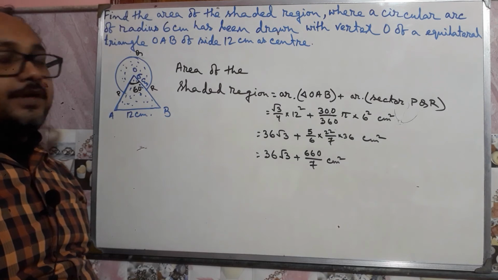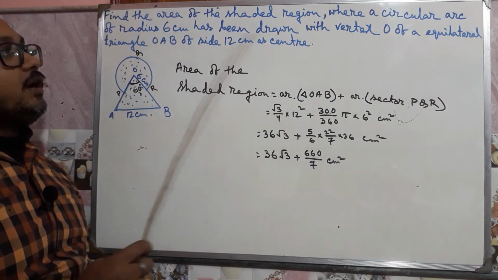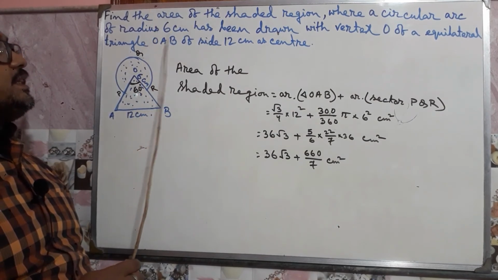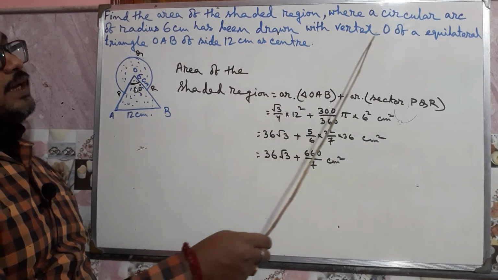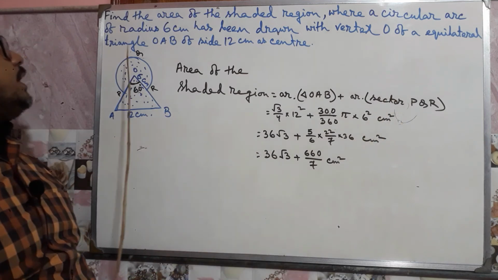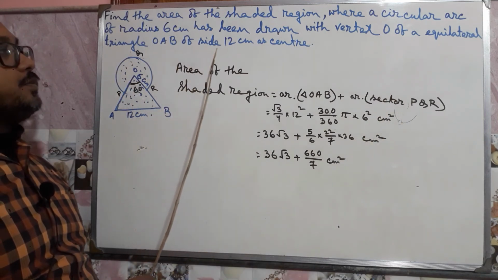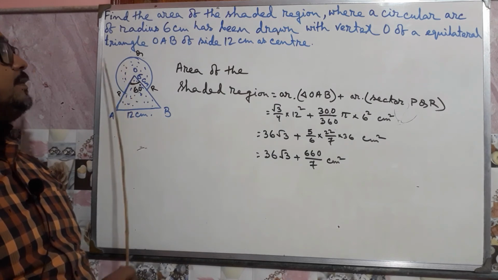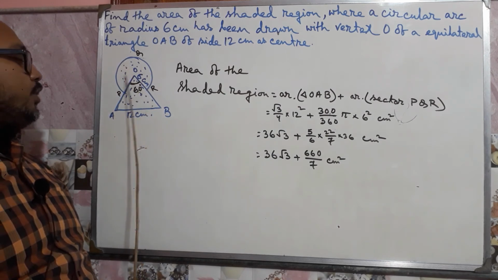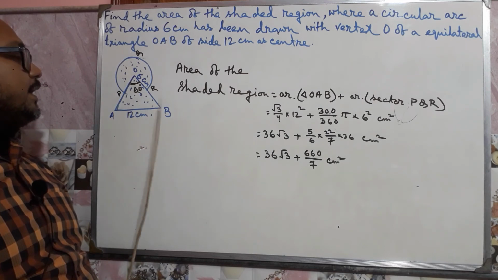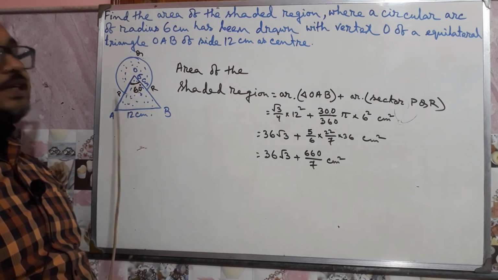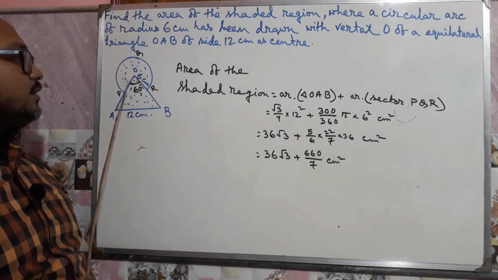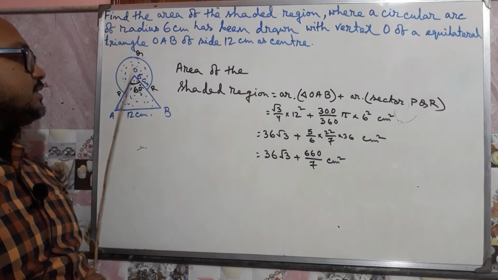A problem is given. Find the area of the shaded region where a circular arc of radius 6 cm has been drawn with vertex O of an equilateral triangle OAB of side 12 cm as center. So O is the center of this circular region, OAB is the equilateral triangle, so this angle O is equal to 60 degrees. Then what is this remaining angle? That is the angle at this sector, 300 degrees, as the total angle is 360 degrees.